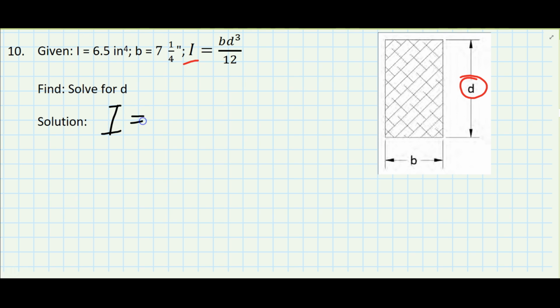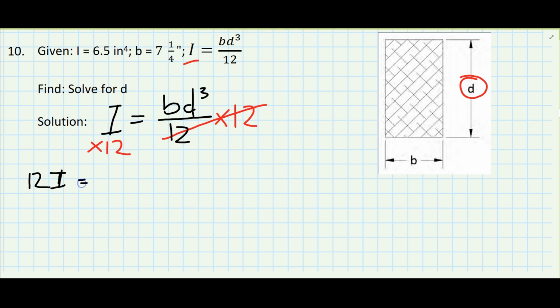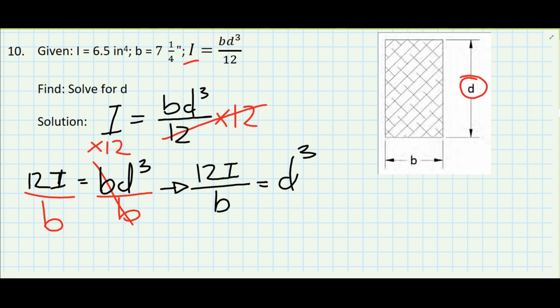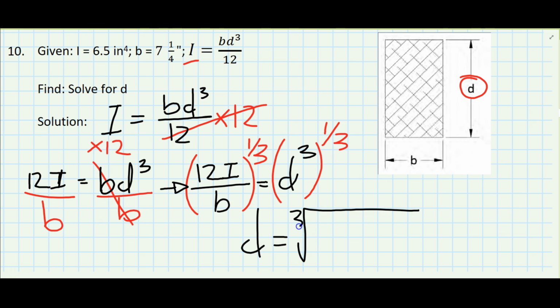We'll start with the original equation and then manipulate it. Let's multiply by 12 first to get rid of the 12. I'll rewrite, and we'll divide by B on both sides. And then we'll finish it off by taking both sides to the third power, or the cube root, which is the same thing, to get D equals the cube root of 12I over B.